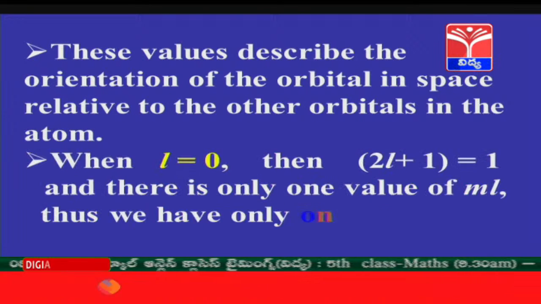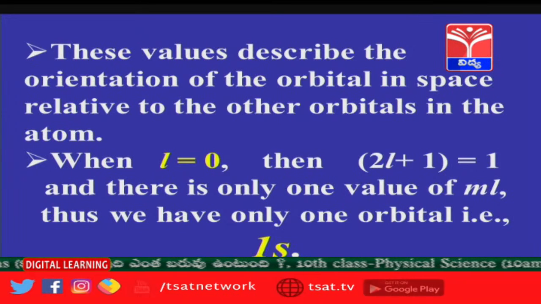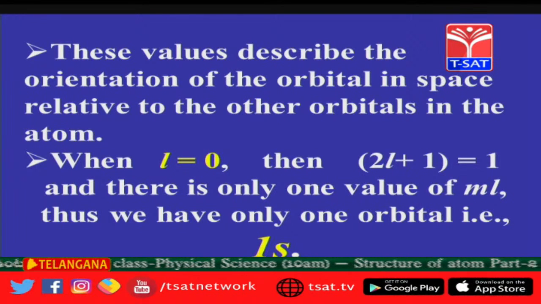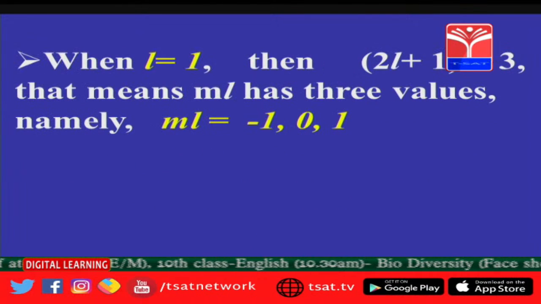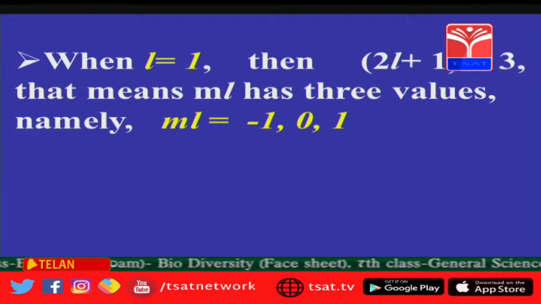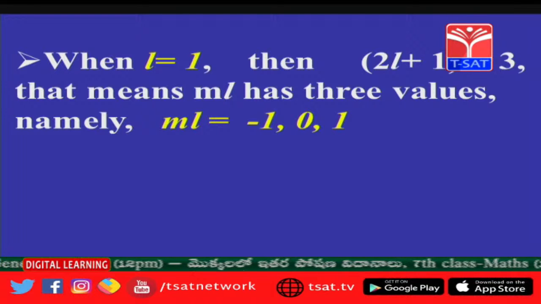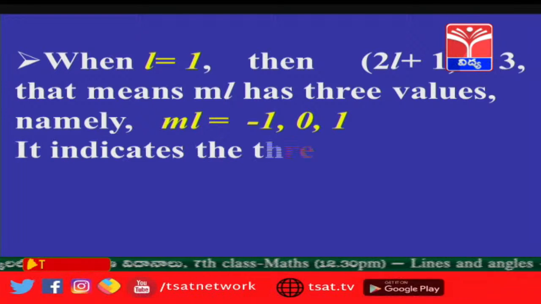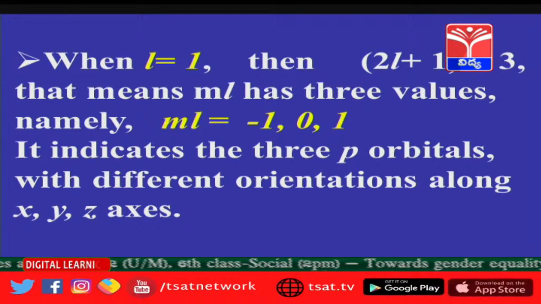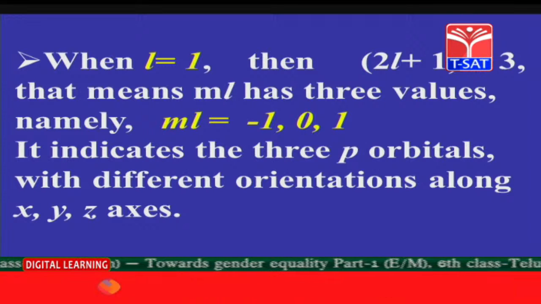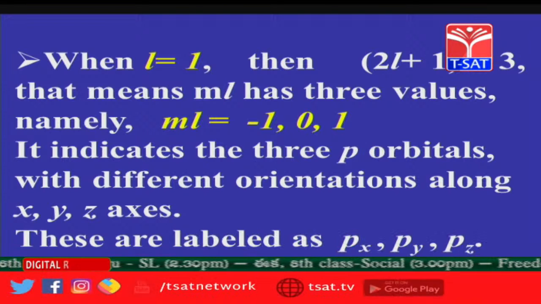When L is equal to 0 then 2L plus 1 is equal to 1 and there is only one value of ML. Thus, we have only one orbital, that is 1s orbital. When L is equal to 1 then 2L plus 1 is equal to 3, that means ML has three values, namely minus 1, 0, plus 1. It indicates the three p orbitals with different orientations along x, y, z axis. These are labeled as px orbital, py orbital, pz orbital.